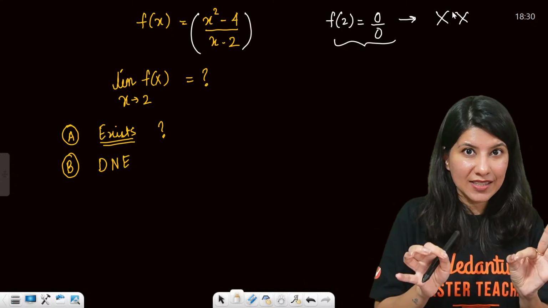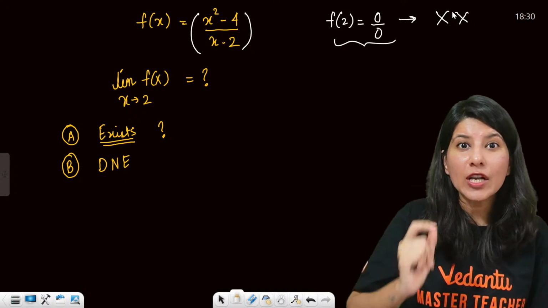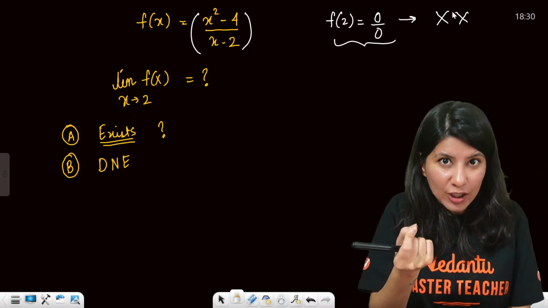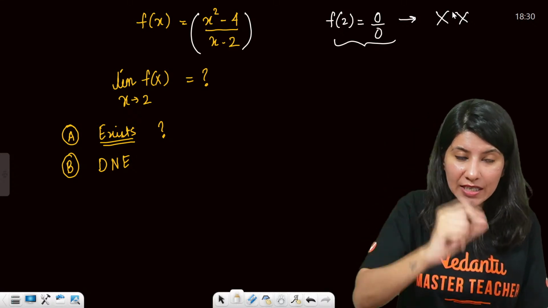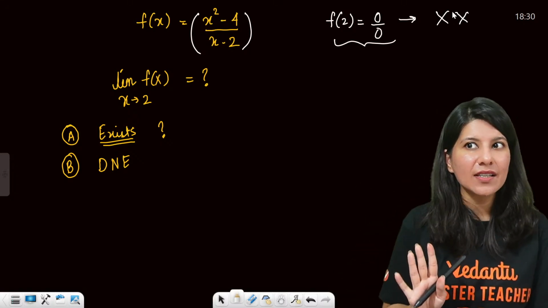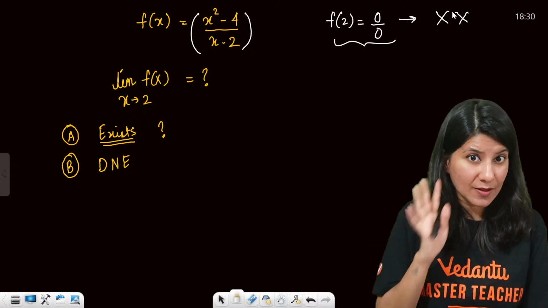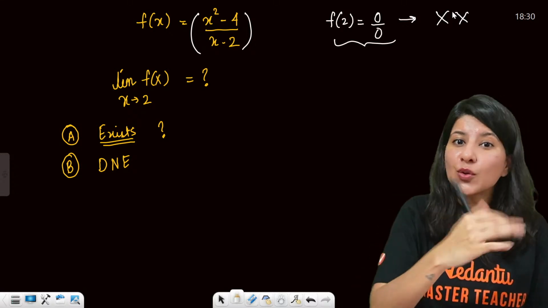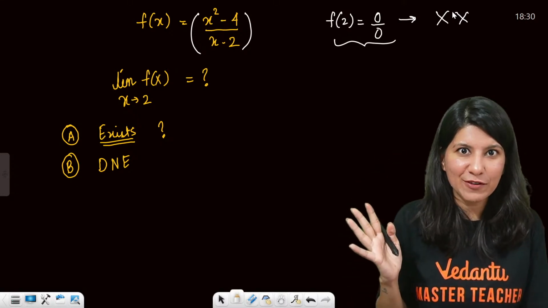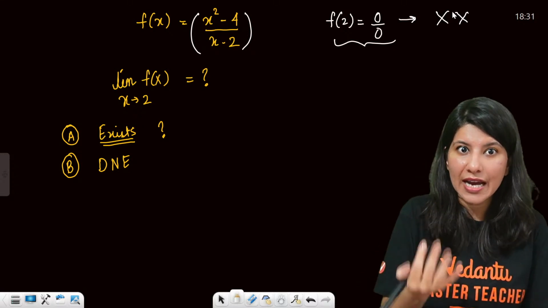Understand, limits are not about what is happening at x equals 2. Limits are all about what is happening just before 2 and just after 2. And if these two values are equal, then the limit will exist. And if they are finite also, the limit will exist. Otherwise, it won't exist. So in this case, f of 2 is not there. It is something wrong with f of 2, but we still have the chance of the limit existing. That we have to understand.